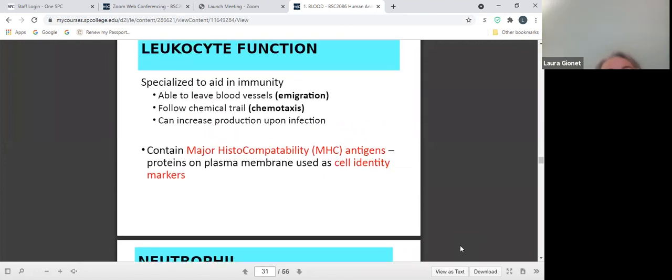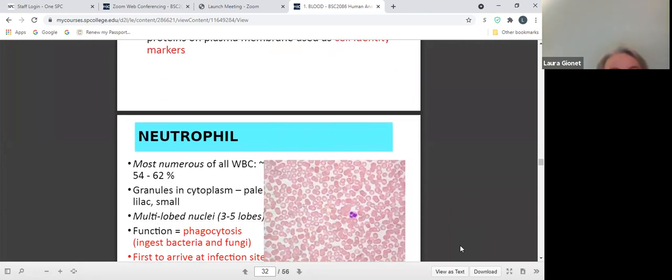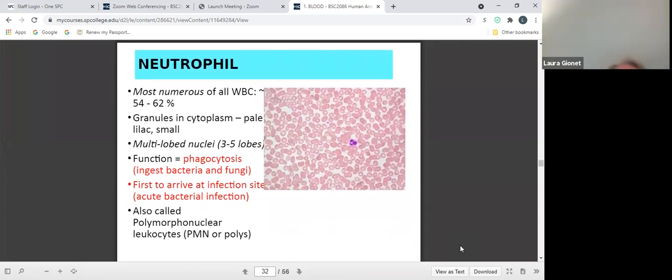So those MHC complexes, there are different types. There's MHC1s and MHC2s. We'll talk about that a little bit when we get to immunity. But that's how your body knows whether those are normal body cells or not. They can't see them. The only way they can respond is chemically, whether something is a normal cell or an abnormal cell. Okay, so neutrophils.